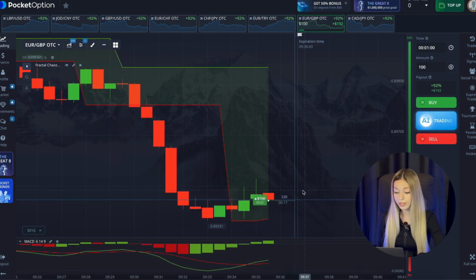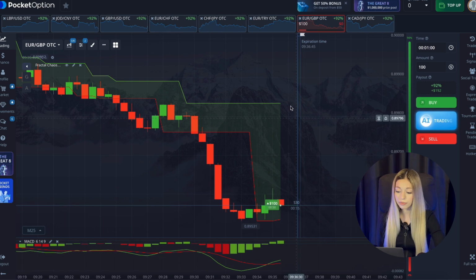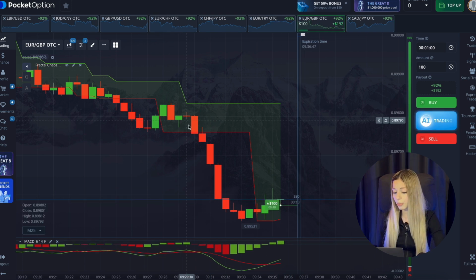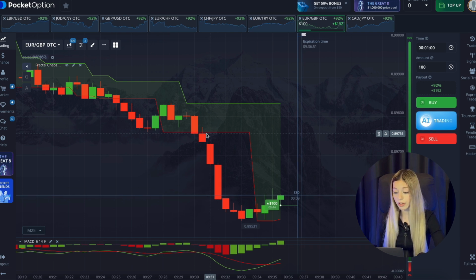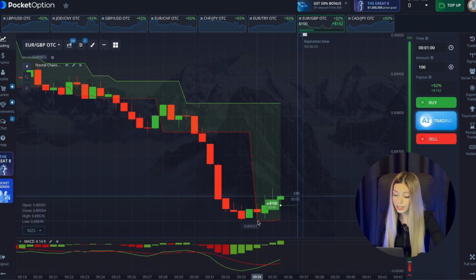Alright, here's our first trade, and I'm going up for 1 minute. The setup here is pretty clear. As you can see, the price broke through the lower boundary of our indicator. And right here, that boundary started forming again.